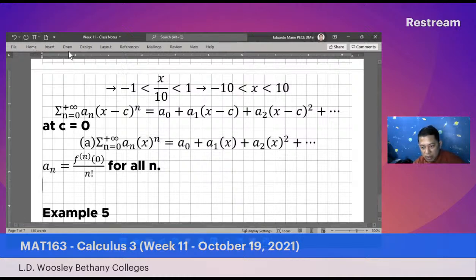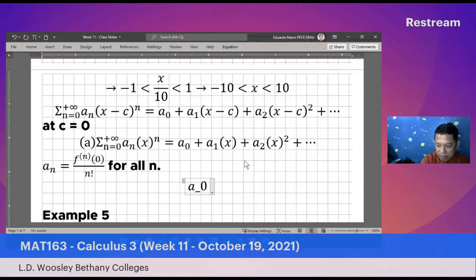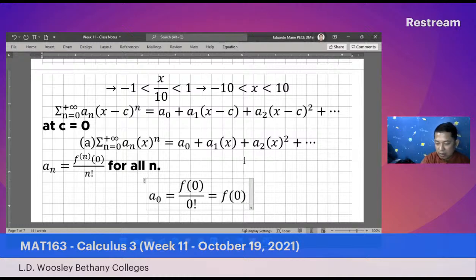kukunin natin yung mga constants. We will define the constants. Yung a sub 0, paano mo i-define yung a sub 0? Pareho lang siya. So, constant of f0 over 0 factorial. Of course, 0 factorial is equal to 1. So, this is equal to f of 0. Alright?